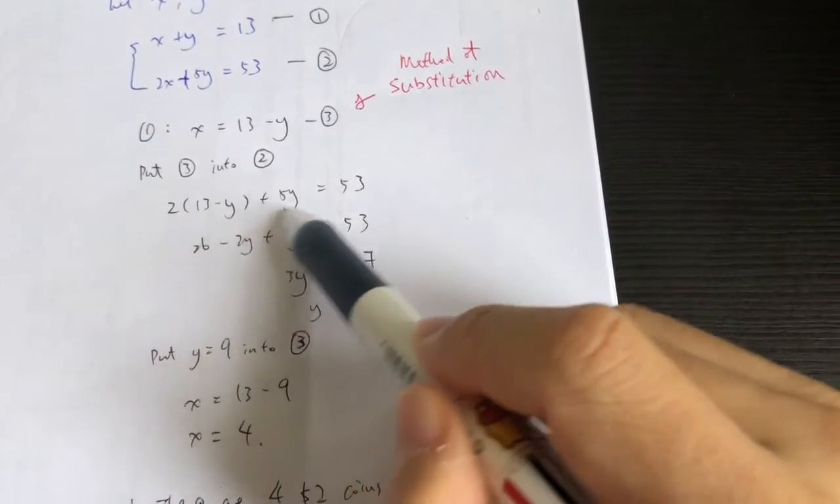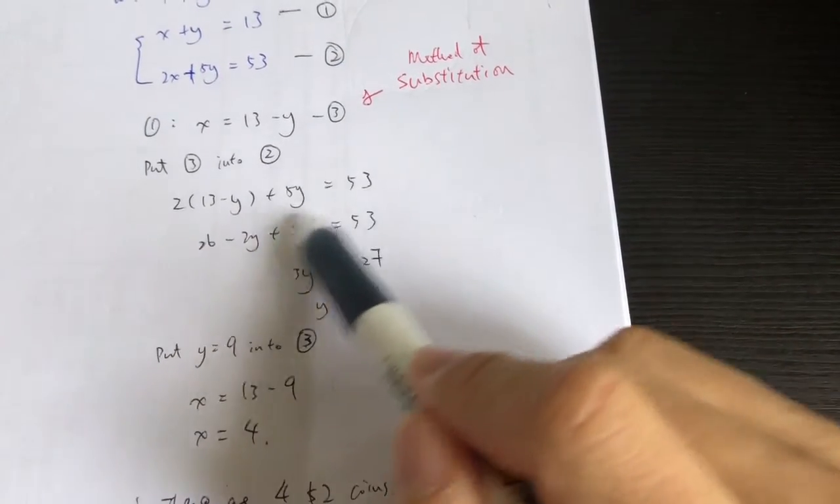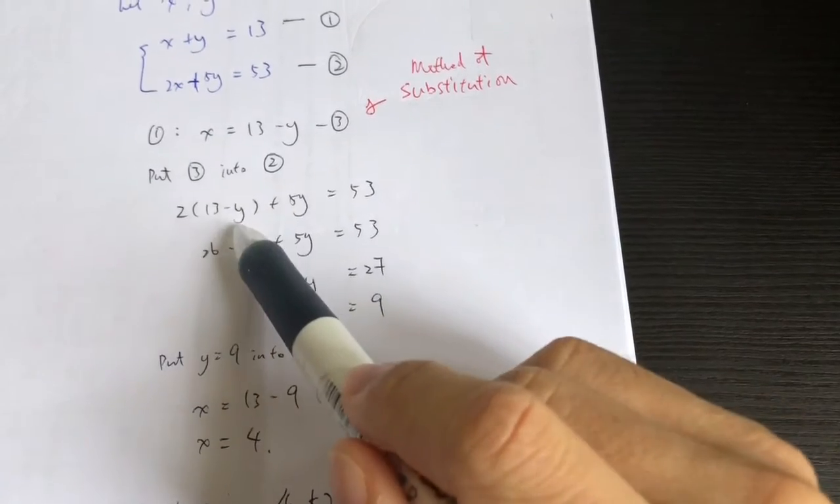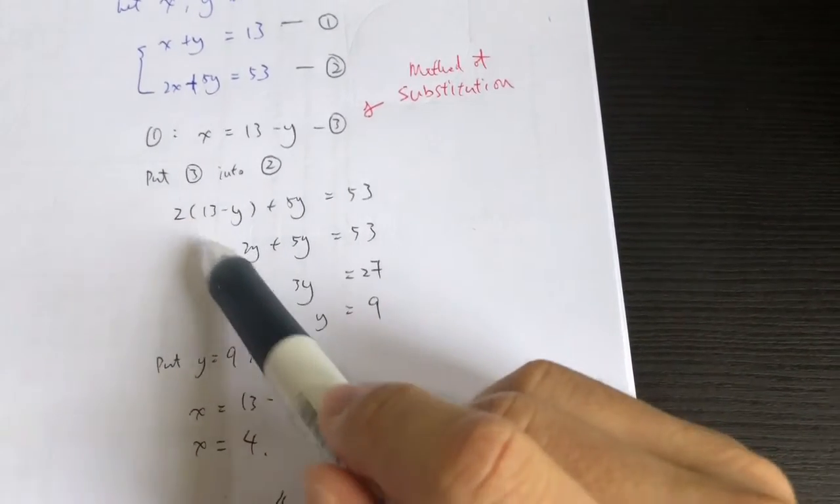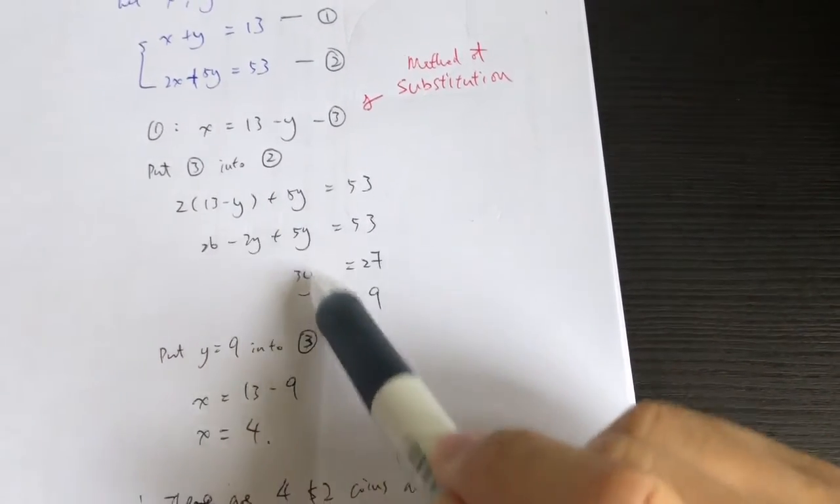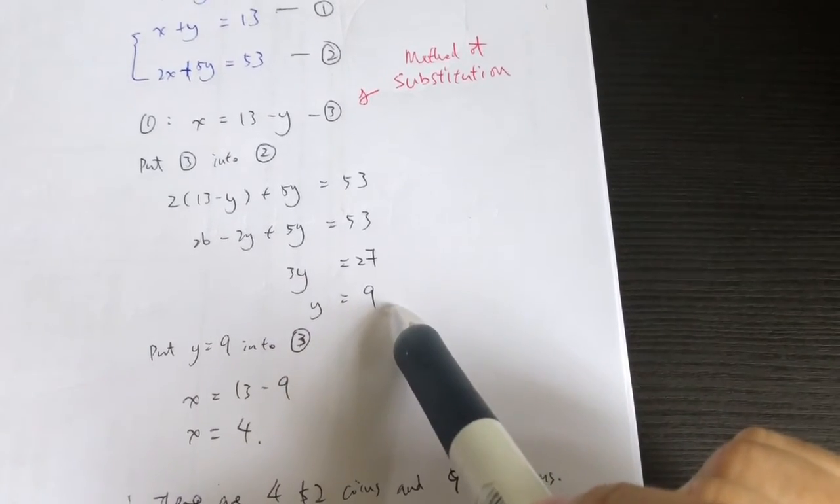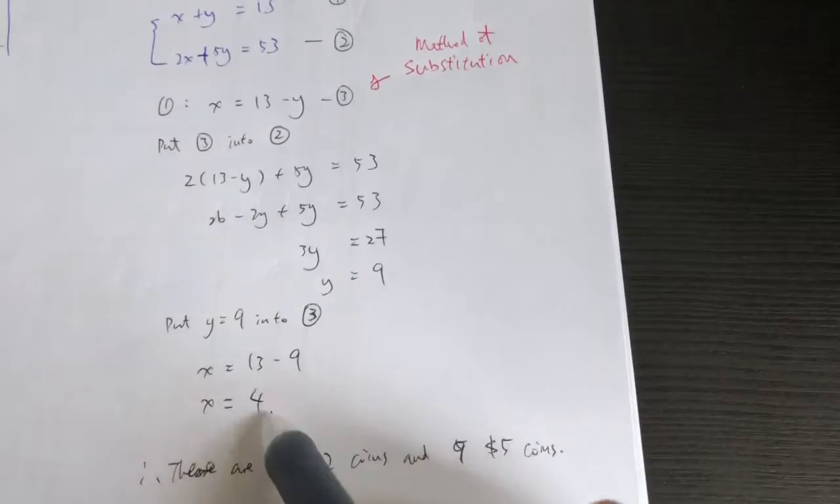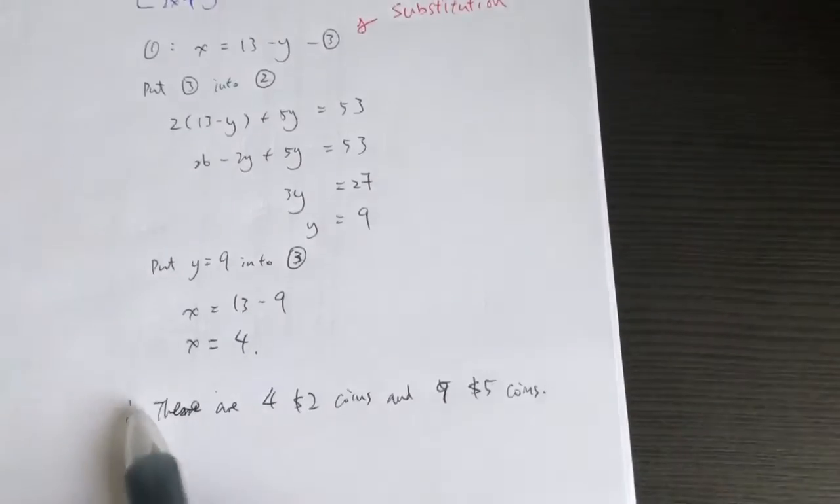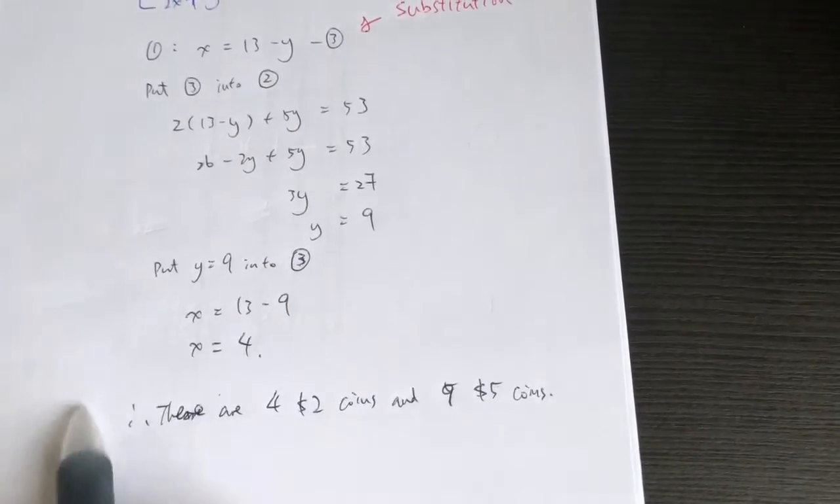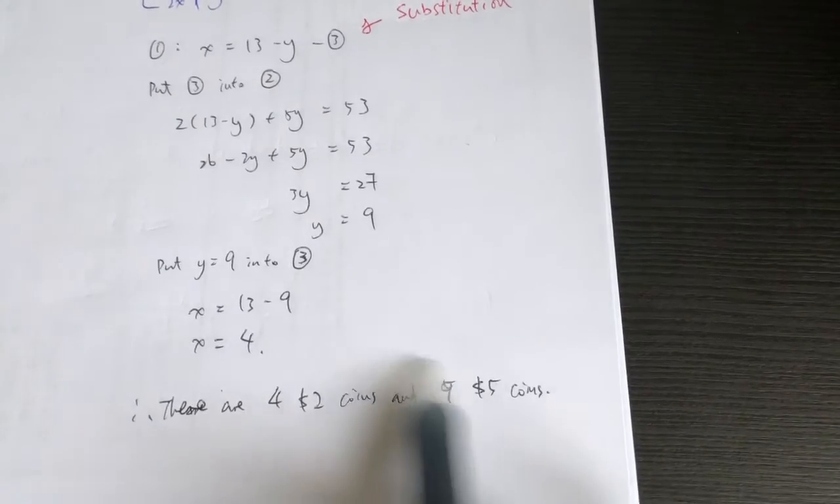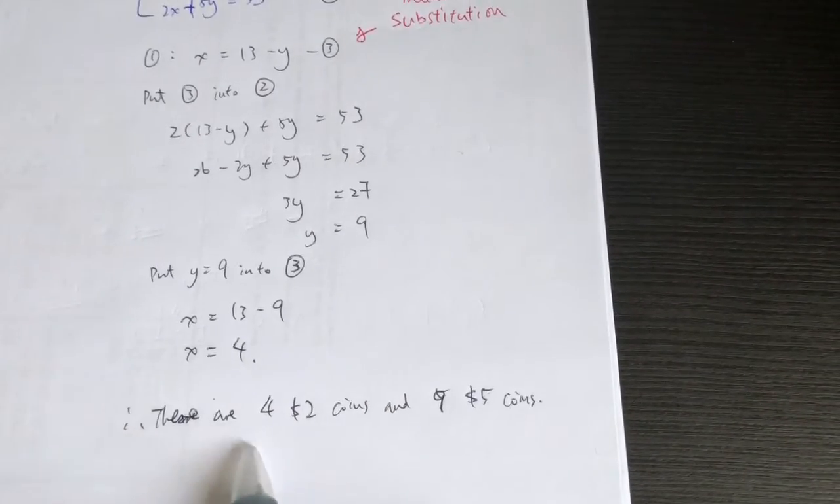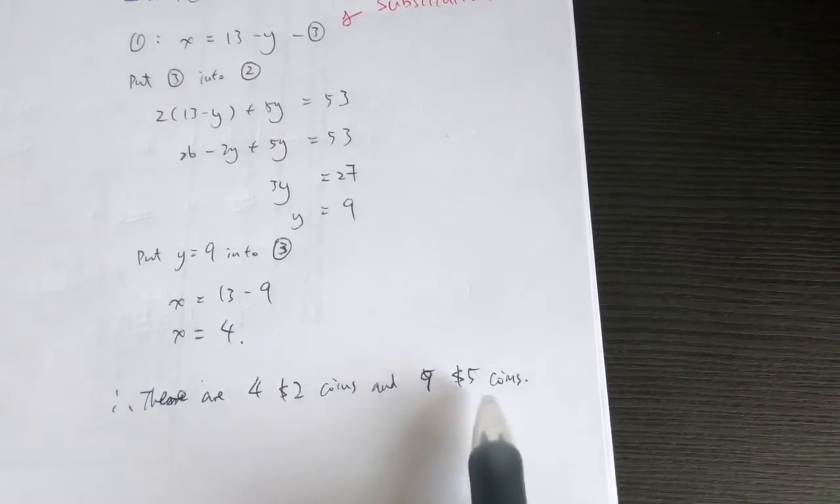And then we solve this equation because here we have only one unknown y, right? So 2 multiplied by 13, 2 multiplied by y. Okay, add them up, y equal to 9, and then put the 9 back into equation 3, x is 4. So finally, remember to write the final word answer. Okay, so there are 4 $2 coins and 9 $5 coins.